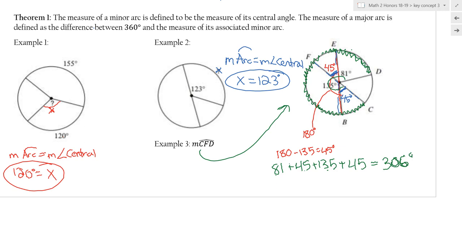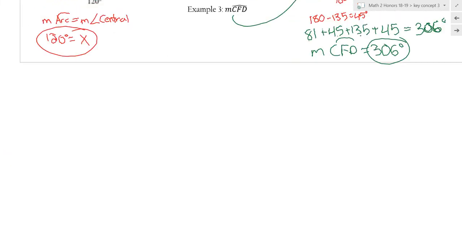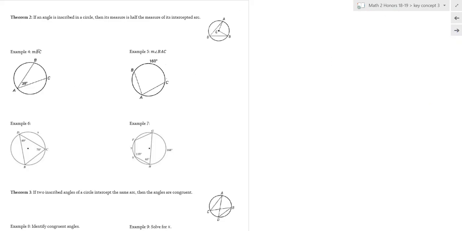So that means the measure of arc CFT also equals 306 degrees, because the measure of this angle is the same as the measure of that arc. Okay, so sometimes we have to just add everything up together. All right, go ahead and look at your next page.